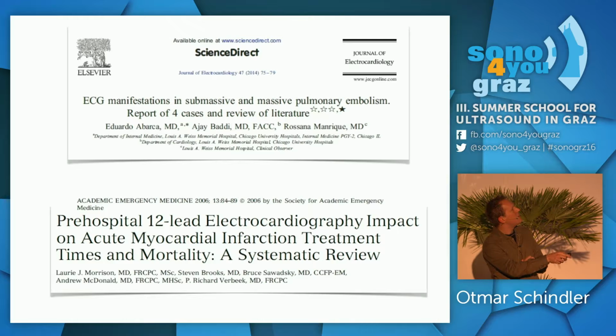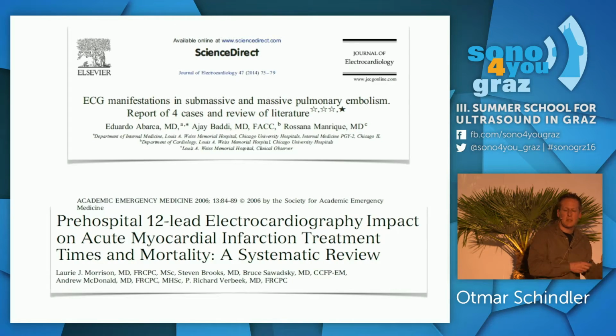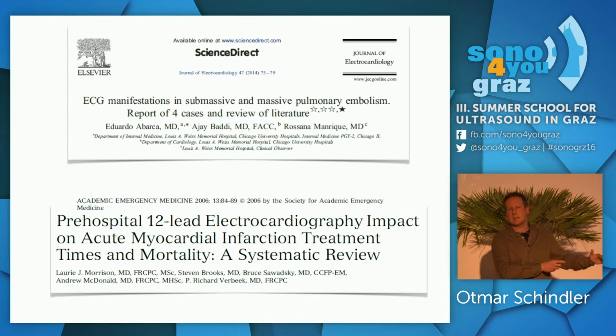At that time in 2006, they said the mortality is not altered if you do a pre-hospital 12-lead ECG, but that was 12 years ago. And that was at the time they were looking at systematic reviews of older studies that were dealing with thrombolysis, and that was not for people who were going to the catheter. And also in pulmonary embolism, ECG could help you. So you should do it.